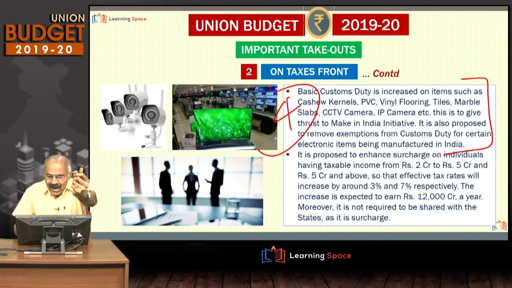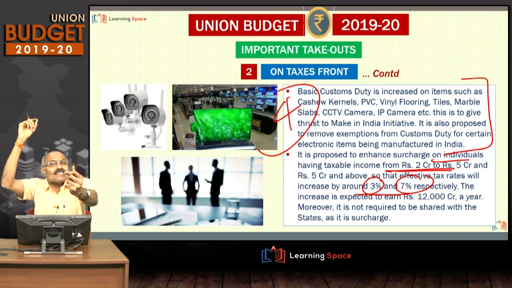Friends, for the high income people, here effective tax rates are increased. This is by way of surcharge. The persons whose annual taxable income is above rupees 2 crore to rupees 5 crore and above 5 crore, their effective taxation will increase by 3% and 7% respectively. That means rich are taxed more and it will generate rupees 12,000 crores a year.